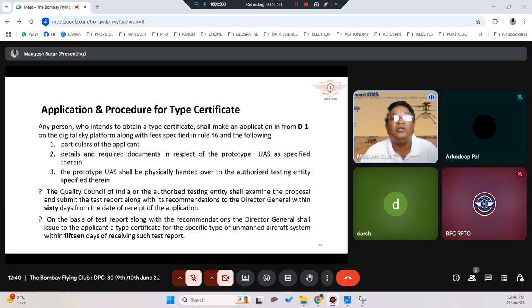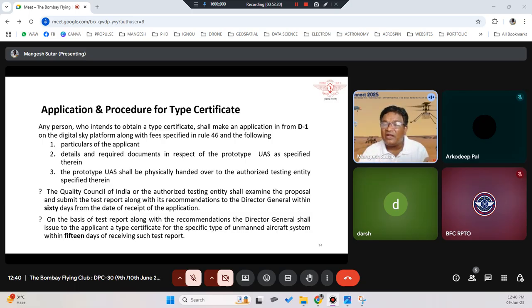They will check everything with respect to your documentation, and after 60 days they will give their report whether your drone will be type certified or not. If there is any deviation, they will come back to you and tell you to rectify it or provide some more details. If they are satisfied with all the answers and all the documentation you have done, then they will give you the green signal. You are good to go for type certification.